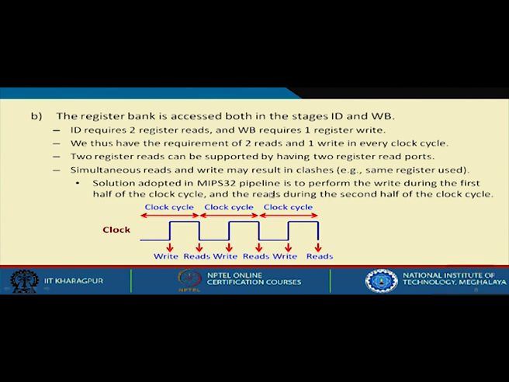So, in case someone is writing into R1 and some other instruction is reading from R1, then first that write will happen, then the read of that new data will happen. So, the correct data will come in. So, we perform the write during the first half of the clock cycle and the reads during the second half of the clock cycle. This is the convention we follow. The clock cycle is divided into 2 halves, first half we do write, second half we do reads.